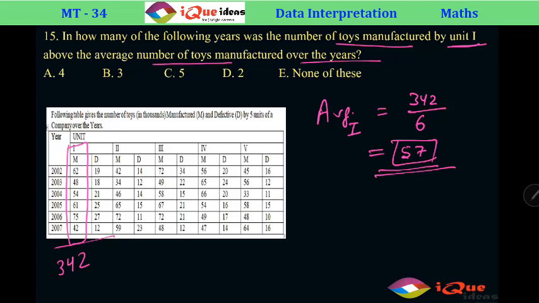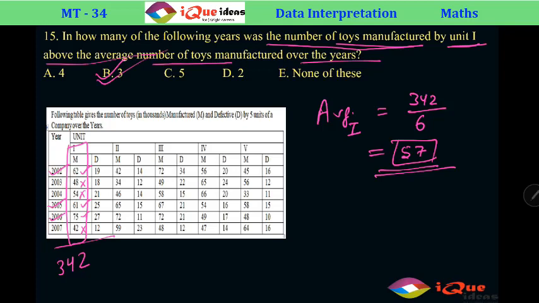Now let's see. The question is saying how many years we have above the average. Okay. So above the average, 62, yes. 48, no. 54, no. 61, yes. 75, yes. 42, no. So 1, 2 and 3 years, that is 2002, then 2005 and 2006. These are the years in which the manufacturing number of units is more than the average. Okay, so answer is B option, that is the 3 will be the answer.